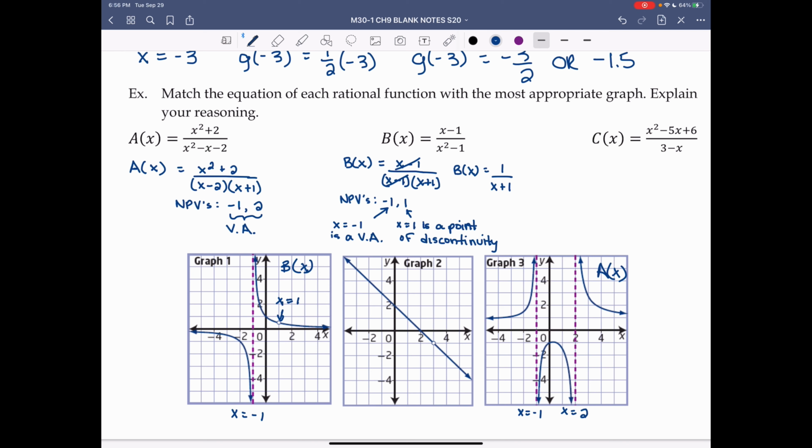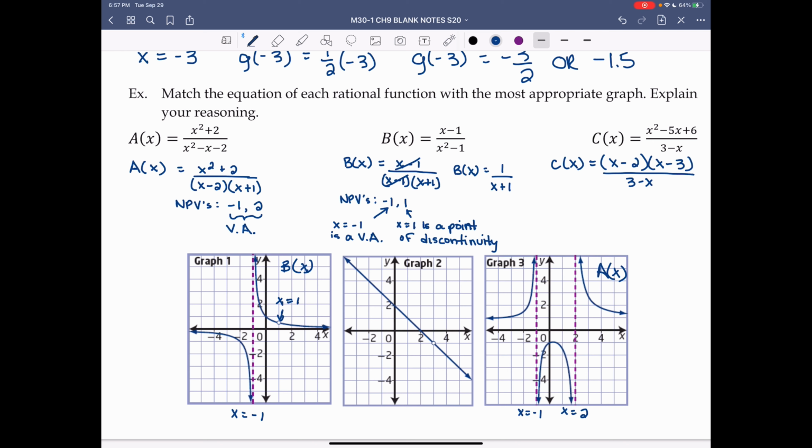So let's see how we can show that. Let's factor c of x equals x squared minus 5x plus 6. Two numbers that multiply to 6 and add to negative 5. They would have to both be negative because they multiply to a positive but add to a negative. Two numbers that multiply to 6 would be negative 2, negative 3, that also add to negative 5. (x minus 2)(x minus 3), and then divided by 3 minus x.